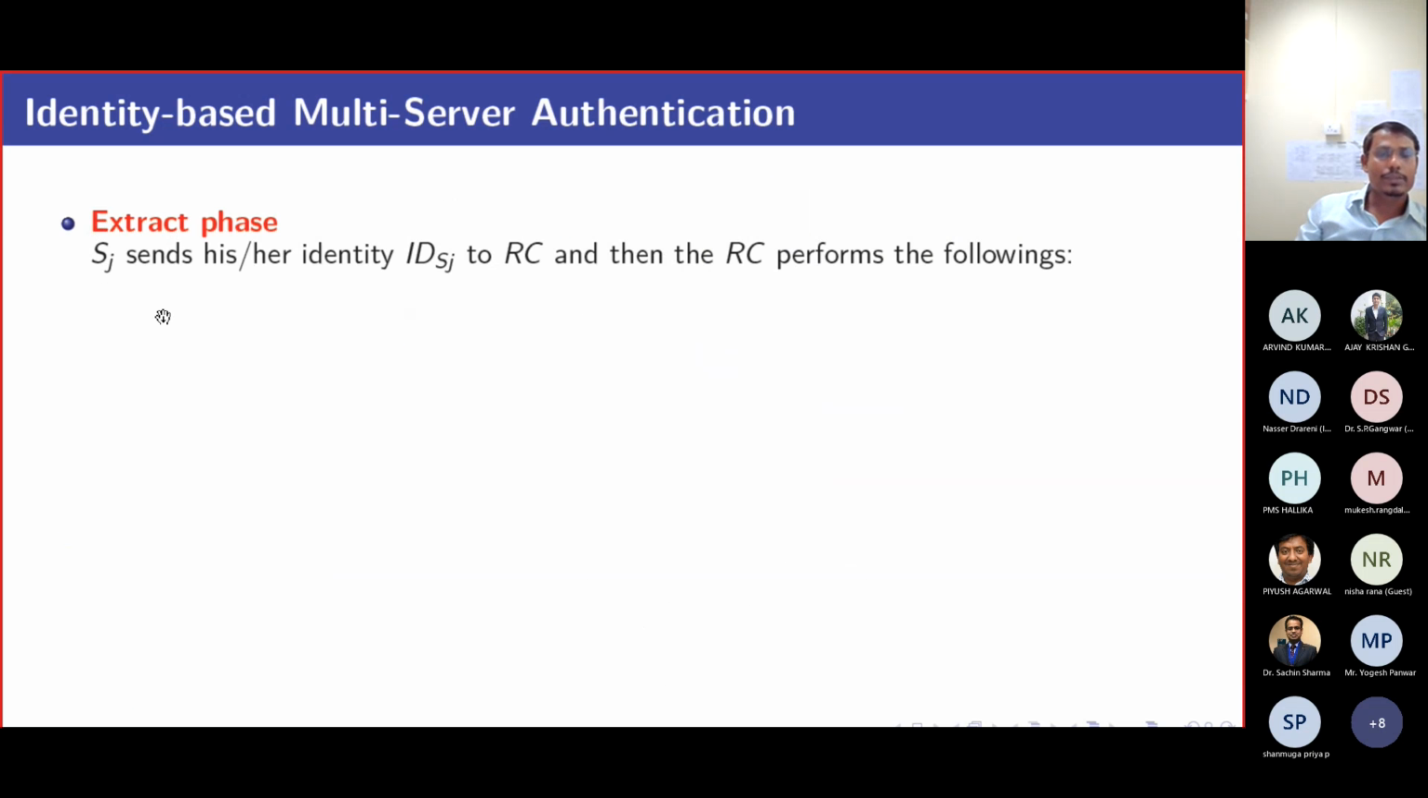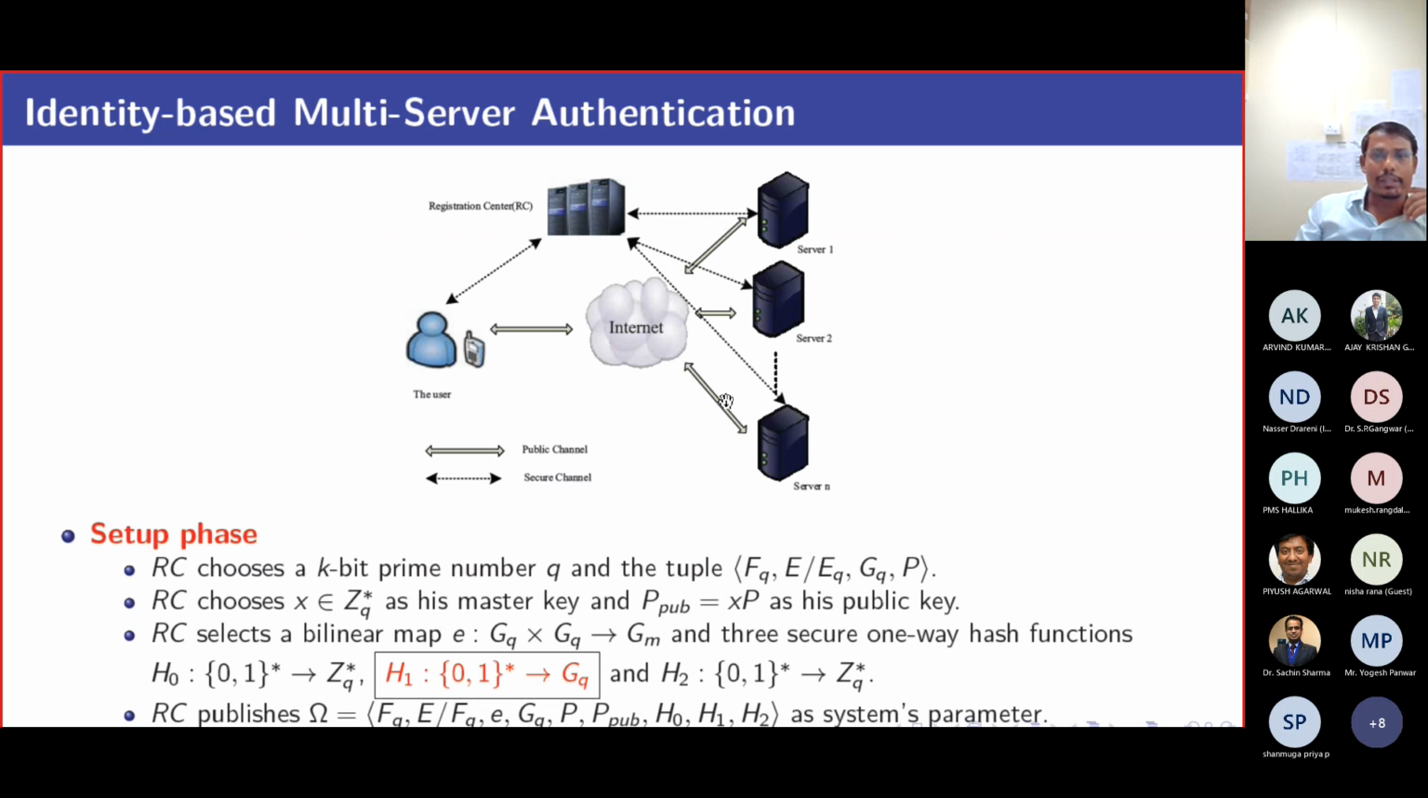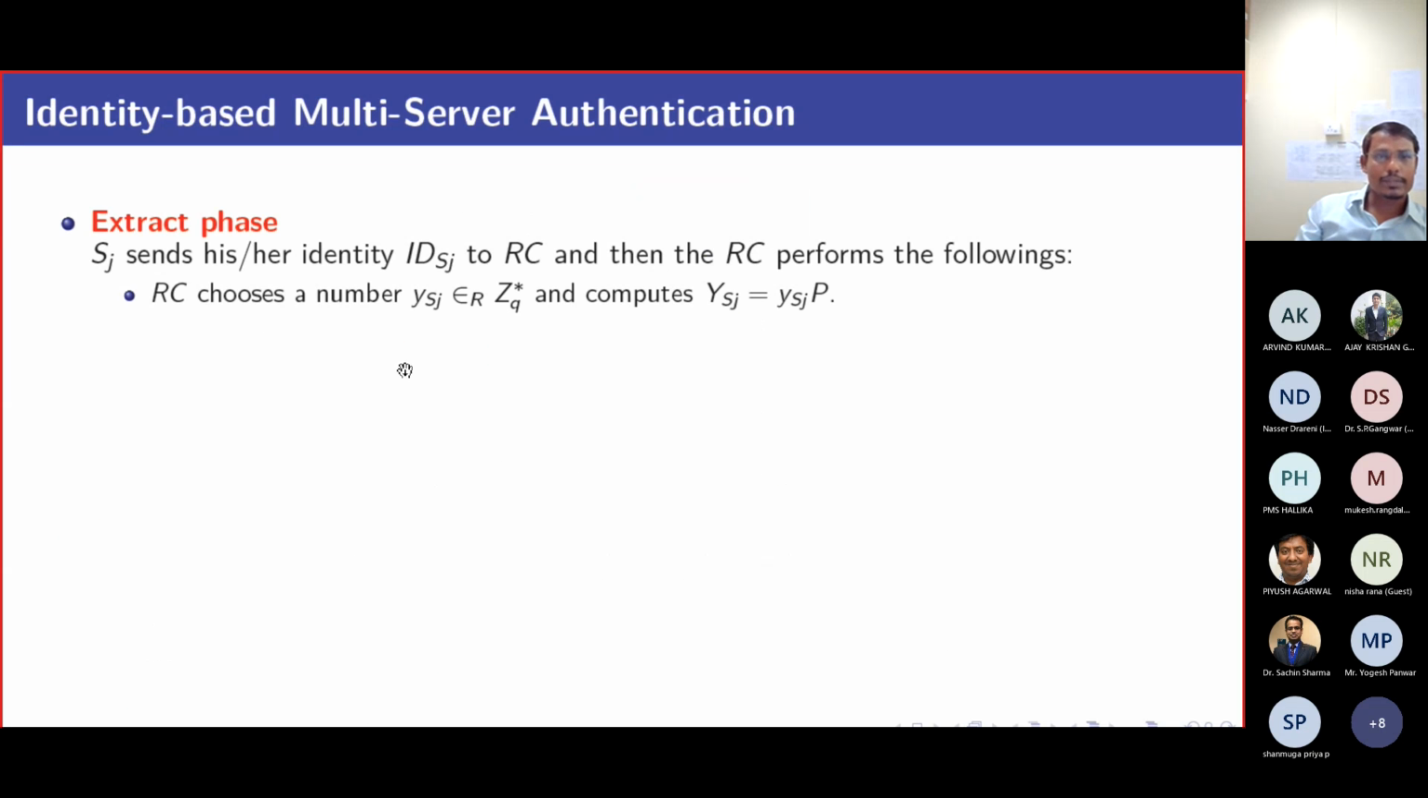Now the extract phase, as you are familiar with in IBE. In this extract phase, all the application servers compute their own public and private keys, and the user also creates his or her own public and private keys. So let us first discuss how the application server will create the identity-based private key.